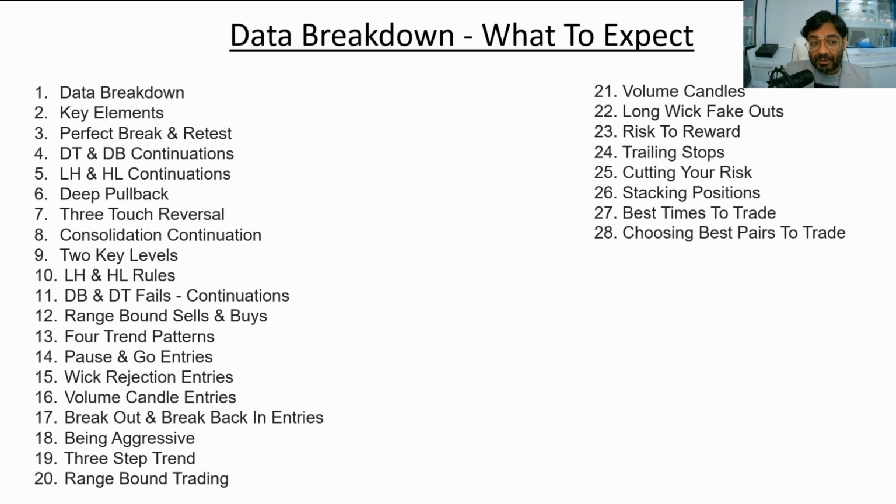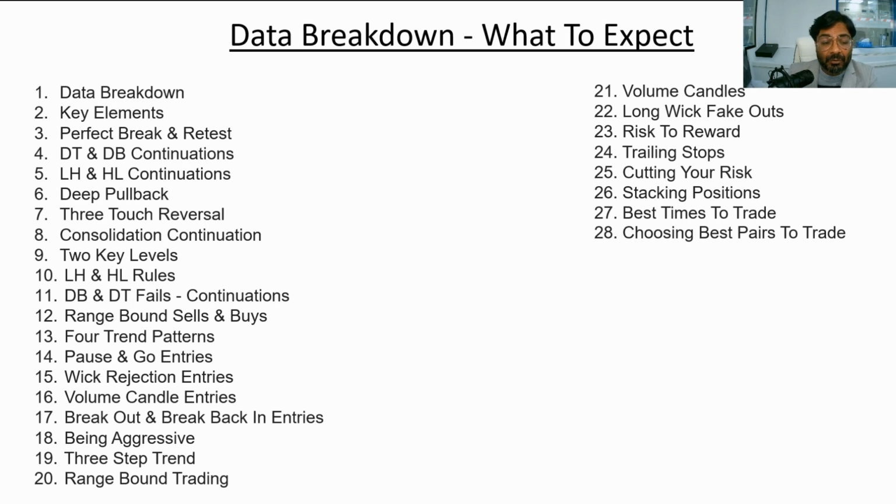We will have the data breakdown first, and along with that we will have the key elements for a trading chart, perfect breakdown and retest, DT and DB. I will tell you what is DT and DB. Actually, it is double tops and double bottom continuations. Then we have LH and HL continuations, deep pullbacks, 3 touch reversals, consolidation continuations.